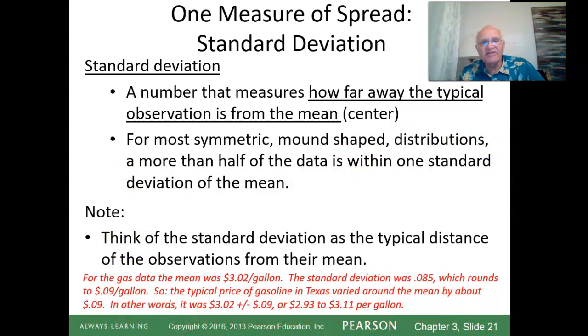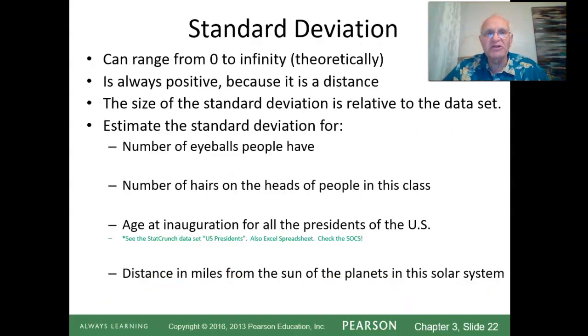All right, so in the gas data, where we were looking at an average gas price of 3.02, this is from Austin, Texas. Standard deviation was 0.085. Let's just round it up to 9 cents a gallon. So the typical price of gasoline in Texas varied around the mean by about 9 cents, or one standard deviation. So 3.02 plus or minus 9 cents gives you $2.93 to $3.11. So more than 50% of the time you would be in that range when you try to determine what the gas prices are going to be and how much variability there is.